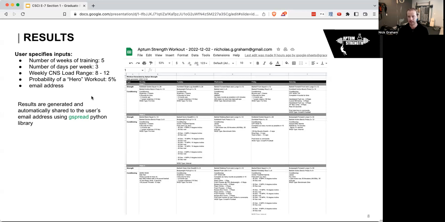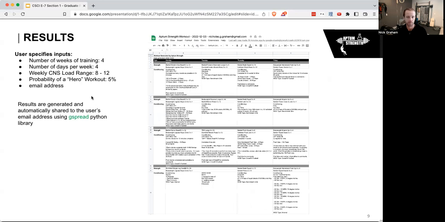So this is a sample workout that was generated. You can see 5 days a week for 3 weeks, and shared to my email address. And then similarly, this is just another example. This is 4 days a week for 4 weeks, another workout plan generated using slightly modified inputs here.